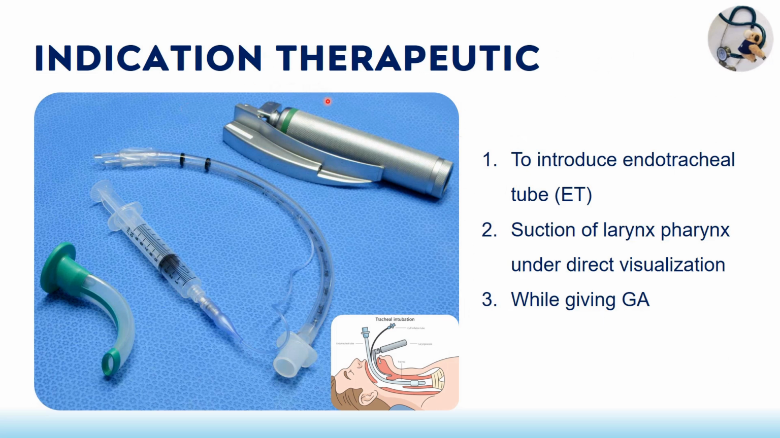Now indication of using laryngoscope. There can be therapeutic, there can be diagnostic use. So therapeutic use is number one, to introduce the endotracheal tube, and the detailed indications we'll talk later with the ET tube. Number two, suction of the larynx, pharynx under direct visualization. Number three, while giving general anesthesia.